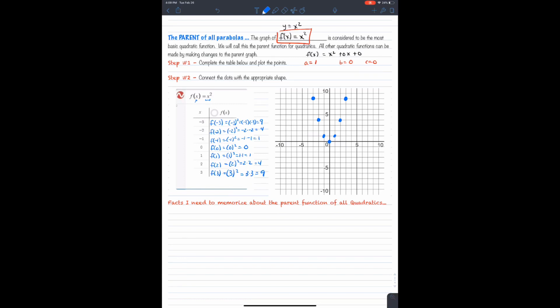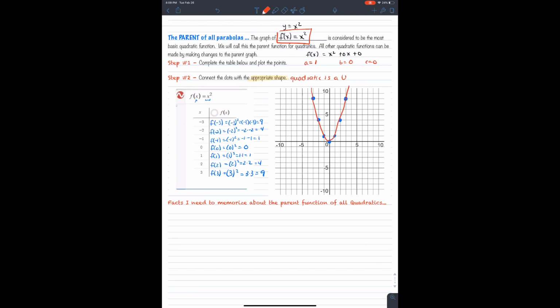Now that I've plotted those points, I know how to connect the dots. Because when we connect the dots with the appropriate shape, since we know it's quadratic, that quadratic is a U. So I need to connect these dots with a curvy U. Oh, that was kind of a bad curve.